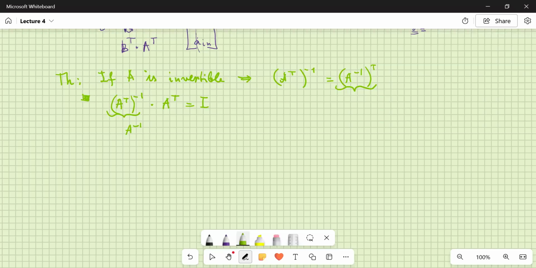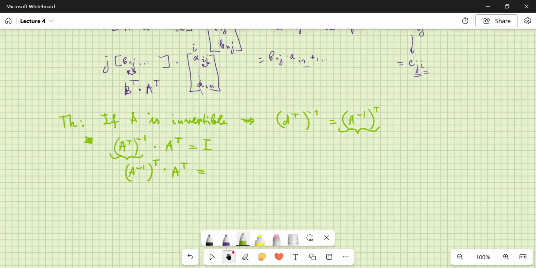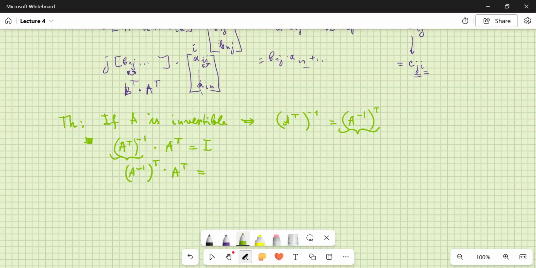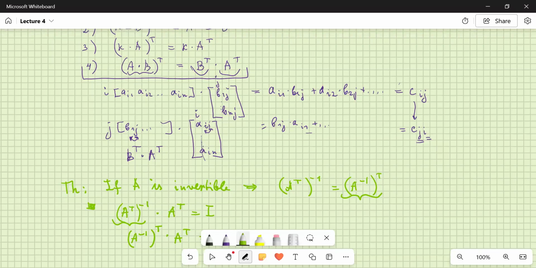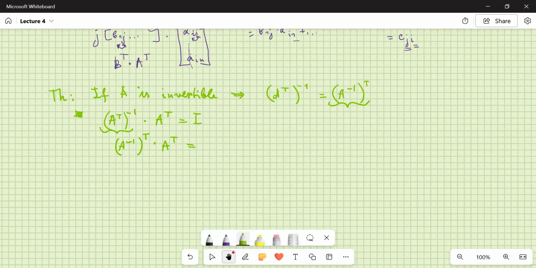A inverse transpose, going to multiply it by A transpose. And instead of writing down identity, I don't know if it is going to be identity or not, we need to prove it. I'm going to first work with this statement. I know from a previous theorem that two transposes can be converted into one product and transpose.